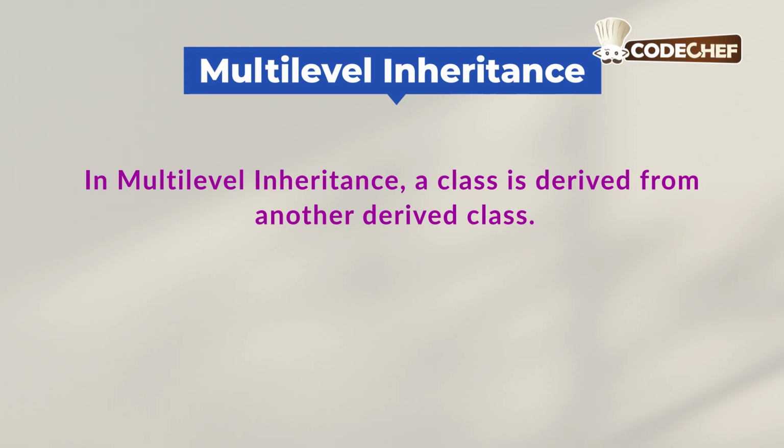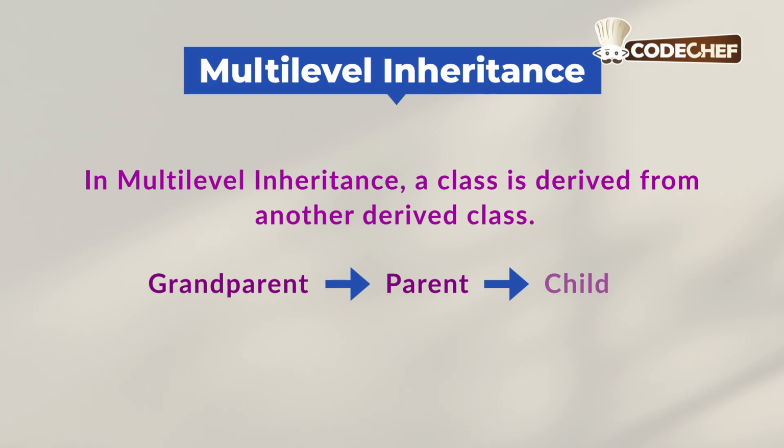That means there is one class which is like a grandparent, then it will be inherited to another class which is the parent class, and then the parent class will be inherited to another class, that is the child class. So this is known as multi-level inheritance.